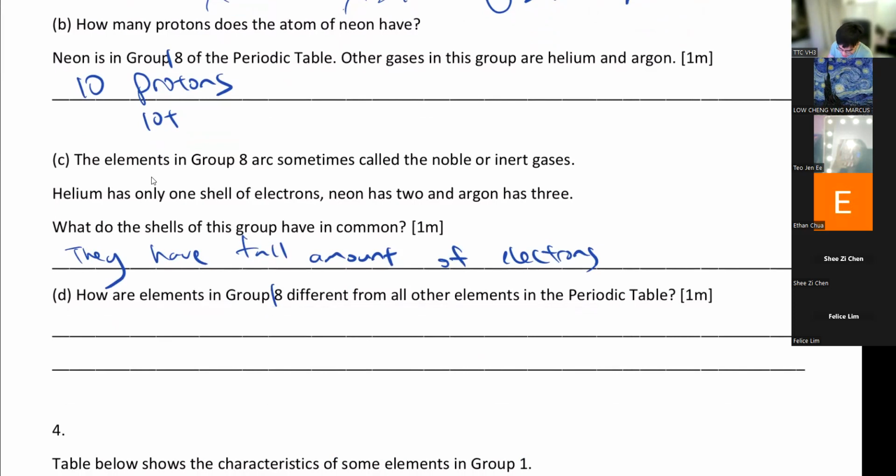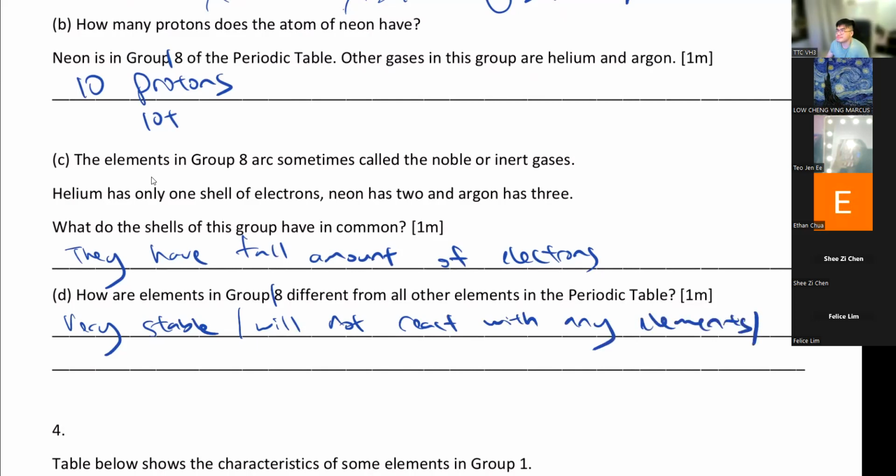So D, how are the elements in group 18 different from all the other elements in the periodic table? Okay, they are very stable, will not react with any elements. They are used to make light bulbs, things like that. But the main point is they are very stable. Group 18 is very stable.